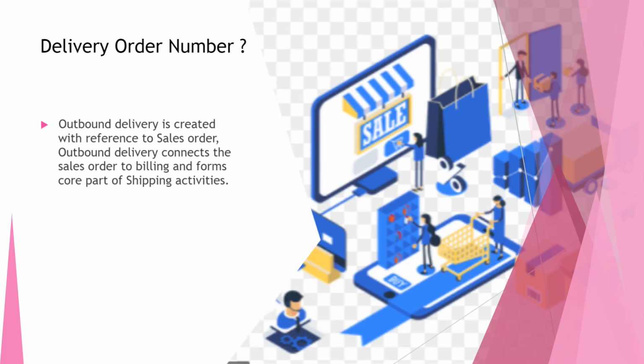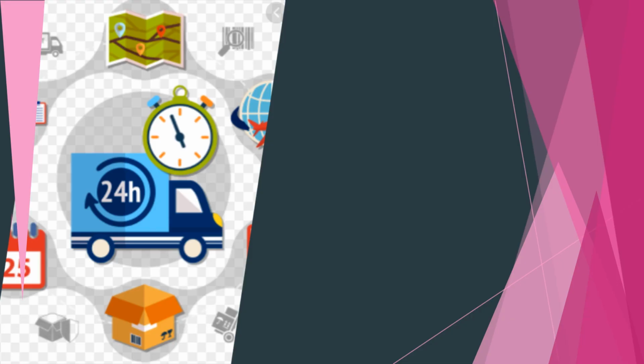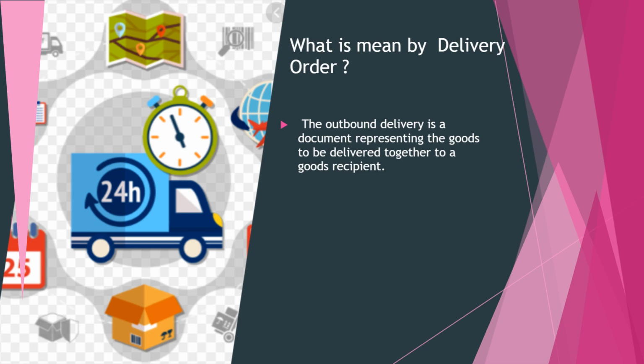Delivery order number? Outbound delivery is created with reference to sales order. Outbound delivery connects the sales order to billing and forms a core part of shipping activities. What is meant by delivery order? The outbound delivery is a document representing the goods to be delivered together to a goods recipient.